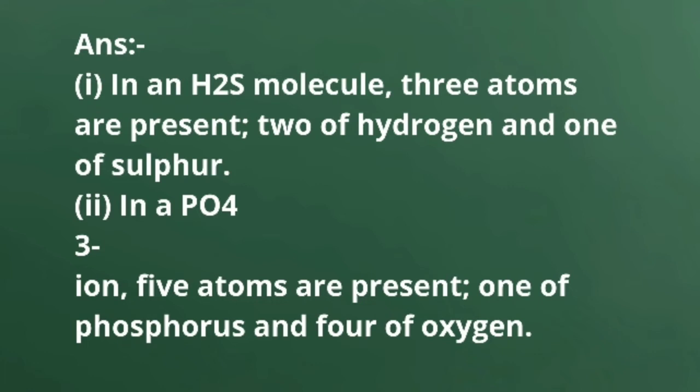1. Answer. In an H2S molecule, three atoms are present: 2 of hydrogen and 1 of sulfur. Second, PO4 3- ions. In a PO4 3- ion, 5 atoms are present, 1 of phosphorus and 4 of oxygen.